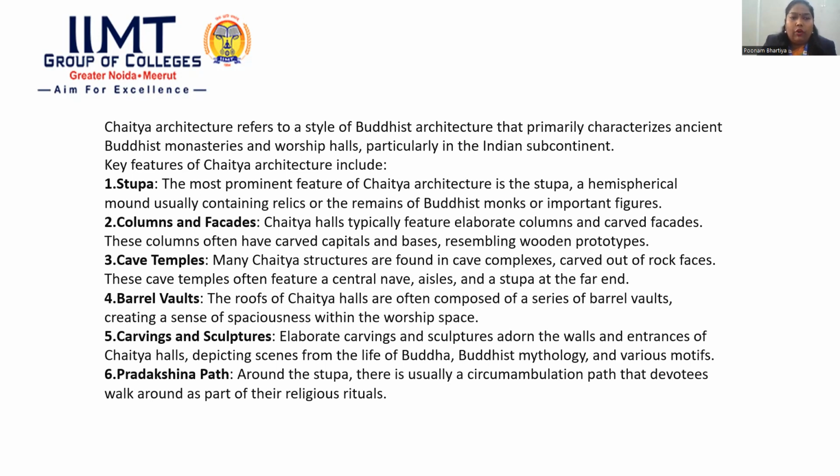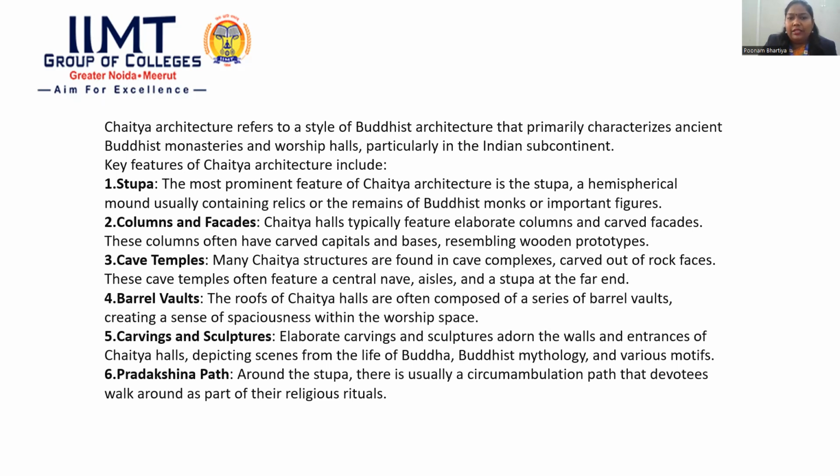Second thing is column or facade. Chaitya halls typically feature elaborate columns and a curved facade. These columns often have curved capitals and bases resembling wooden prototypes. Those were made of wood.